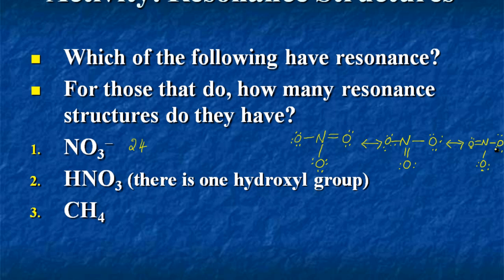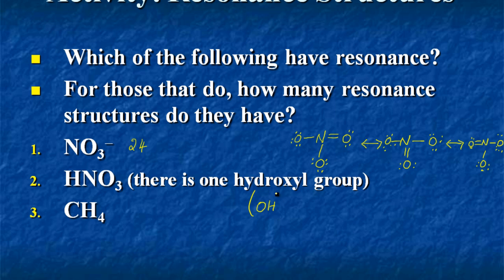Okay, now the second molecule is nitric acid, and there is a clue given here. There is one hydroxyl group. What is a hydroxyl group? Hydroxyl group means hydroxide group, which is an OH group. Okay, so let's try to come up with the structures. So HNO3, which one will go in the middle? Who has the least electronegativity? Of course hydrogen, but hydrogen can never be the central atom, right? Therefore nitrogen is going to be the central atom.